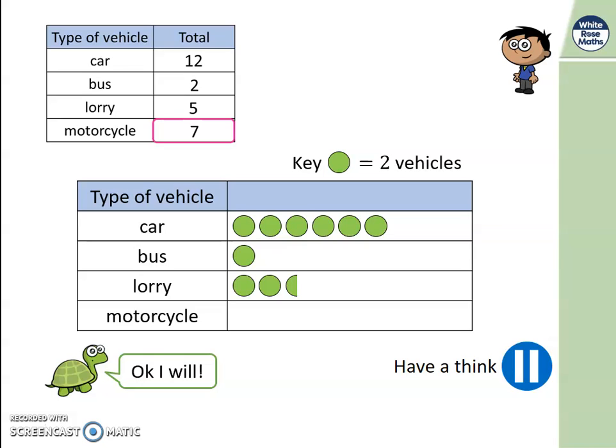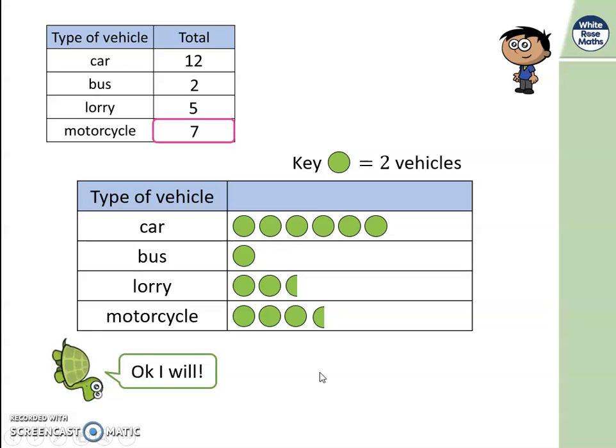Let's have a little look together. So let's count up in twos, and then we can add on one more if we need to by adding a semicircle. So 2, 4, 6, and we want 7, so we add half the semicircle on because that is worth 1. Fantastic if you got that correct.